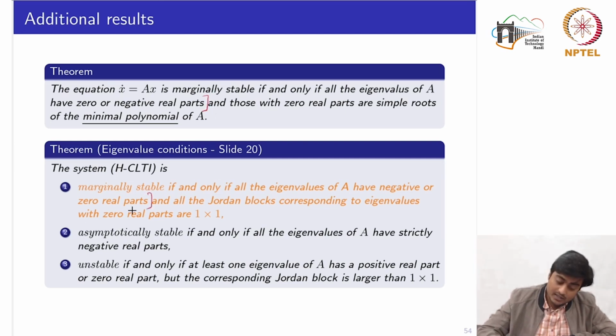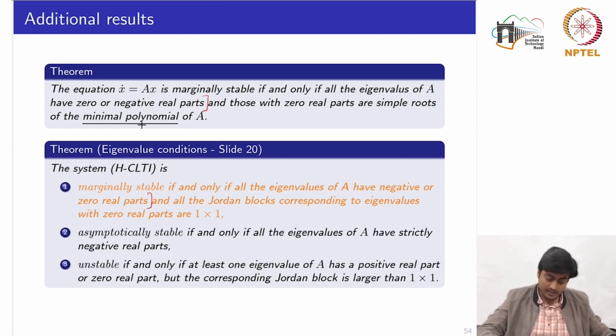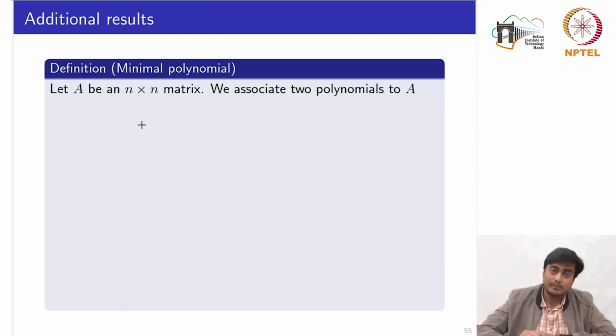Now if there are some eigenvalues which lie on the 0 axis, then they should be simple roots of the minimal polynomial. In terms of the Jordan blocks, the Jordan blocks corresponding to eigenvalues with zero real parts are 1 cross 1. So we could use either of these conditions. Either you compute the Jordan blocks or you compute the minimal polynomial and its eigenvalues. Let's see first how we define the minimal polynomial.